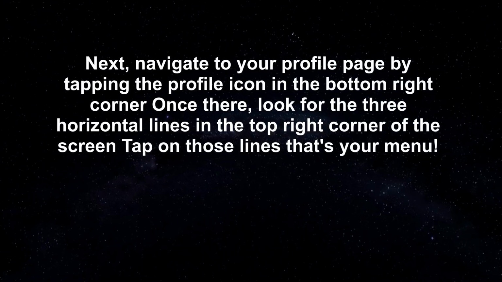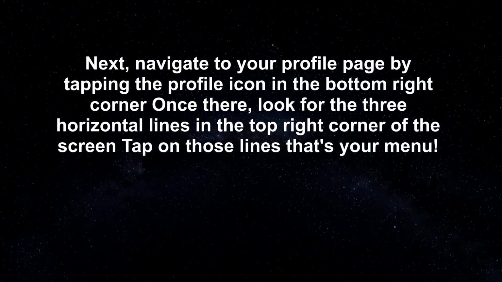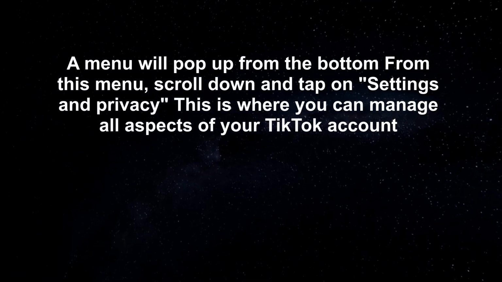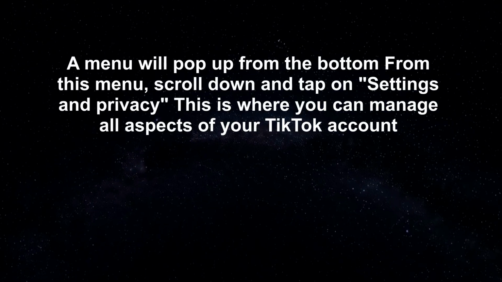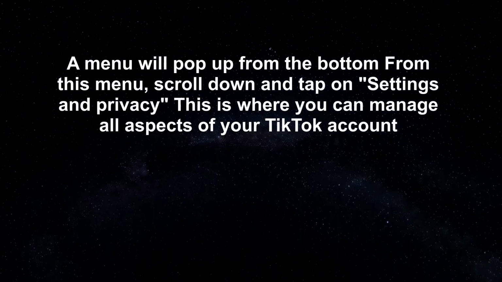Once there, look for the 3 horizontal lines in the top right corner of the screen. Tap on those lines. That's your menu. A menu will pop up from the bottom. From this menu, scroll down and tap on Settings and Privacy. This is where you can manage all aspects of your TikTok account.